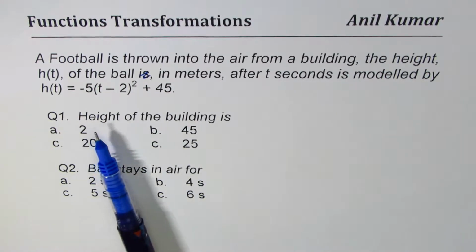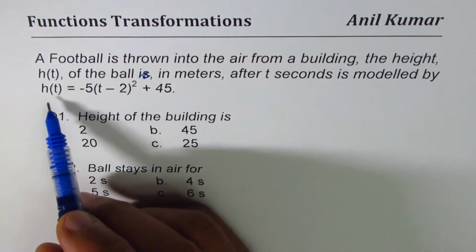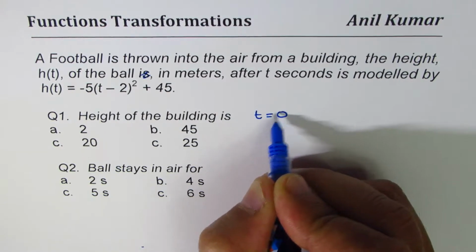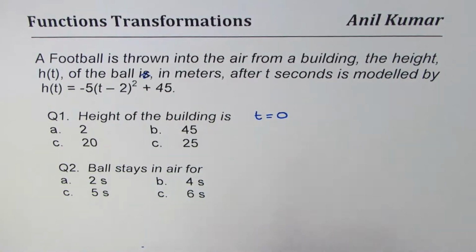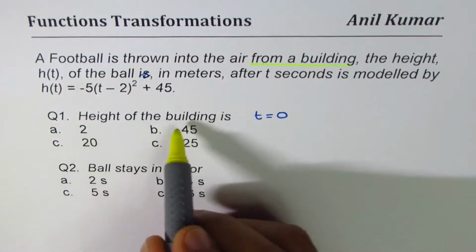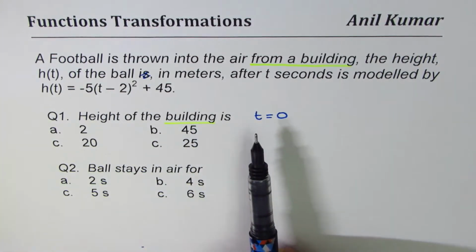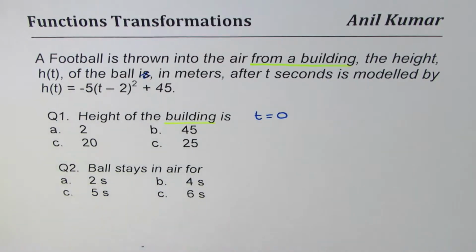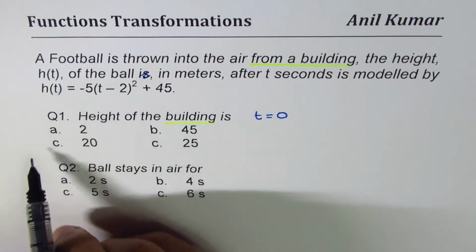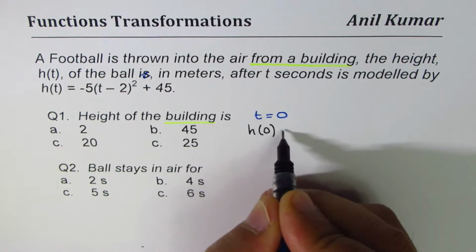Now the first part is height of the building is, so we need to find height of the building. So height of the building you can always find when t is substituted as 0, since the ball is thrown from the building, right, that means at t equals to 0 we have the height of the building. Sometimes students make h of t as 0, which should not be done. So if I substitute t equals to 0, we can find height of the building. In short, it is the height when t is 0, that is h of 0.